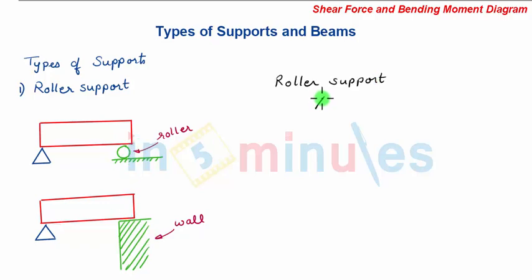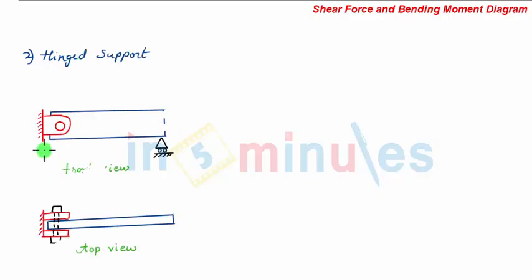Roller support is denoted by this symbol, a triangle below which there are two rollers. Now roller support provides reaction in only one direction, that is in the vertical direction, denoted by V. Now the second type of support is called as a hinged support. So as we can see in this figure, this kind of support will be called as a hinged support.